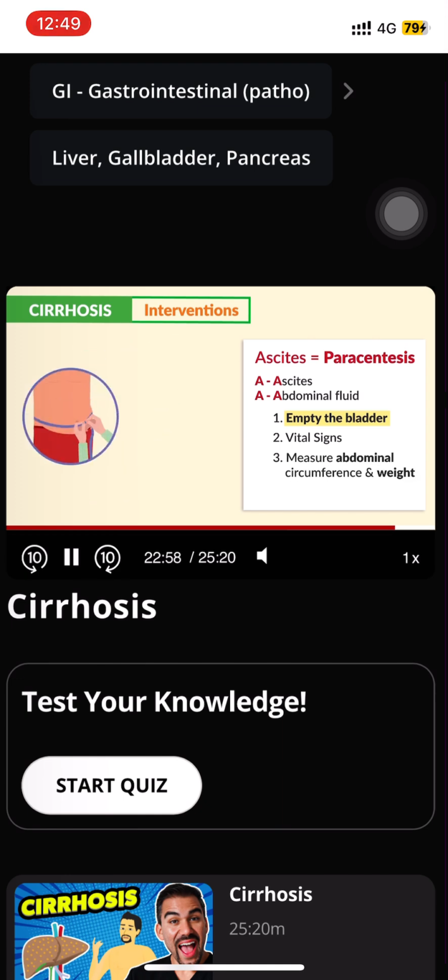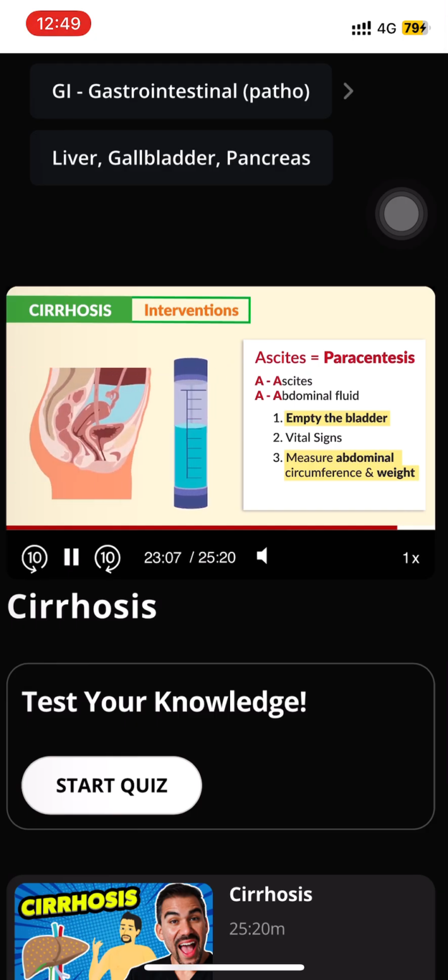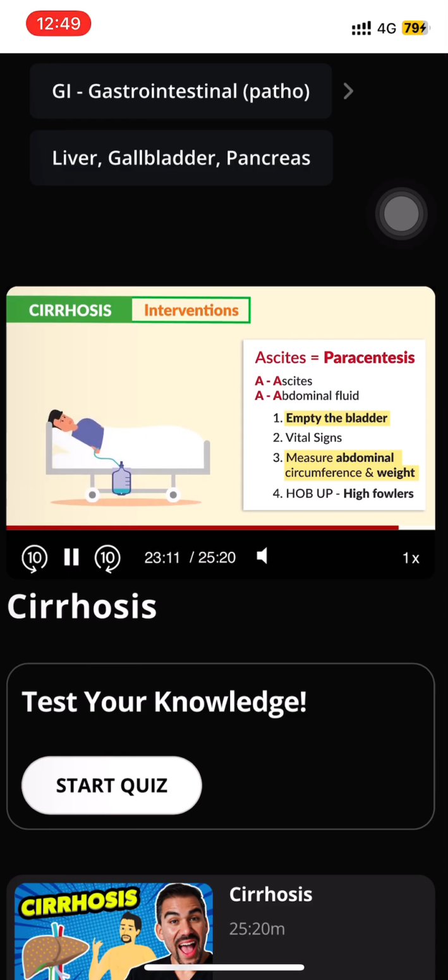Number 3 is we measure the abdominal circumference and take the client's weight. That one is a big one here. It's always tested. And we have to measure how much fluid was taken out of the abdomen. Now lastly, number 4 is head of the bed up in high Fowler's position to keep that fluid in one place and to help the drainage here.